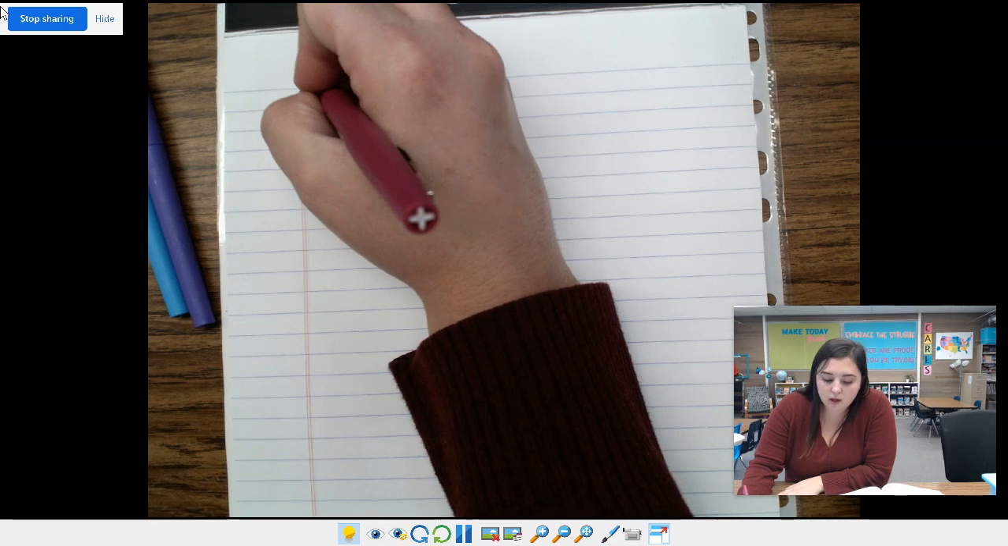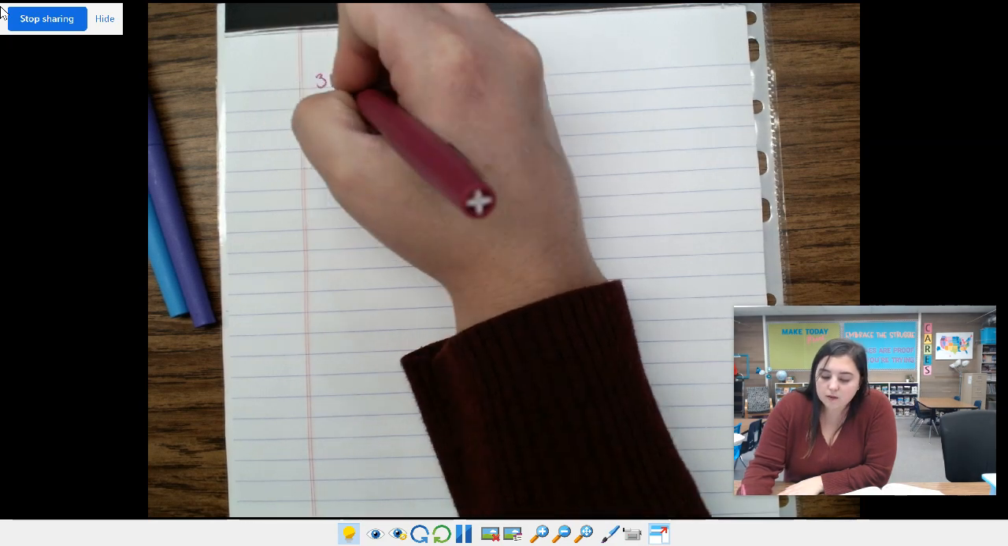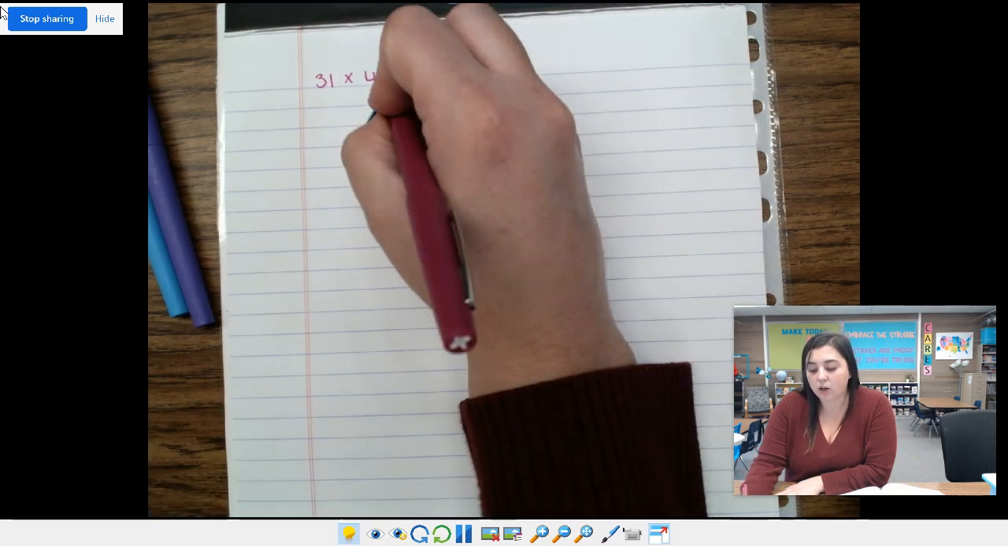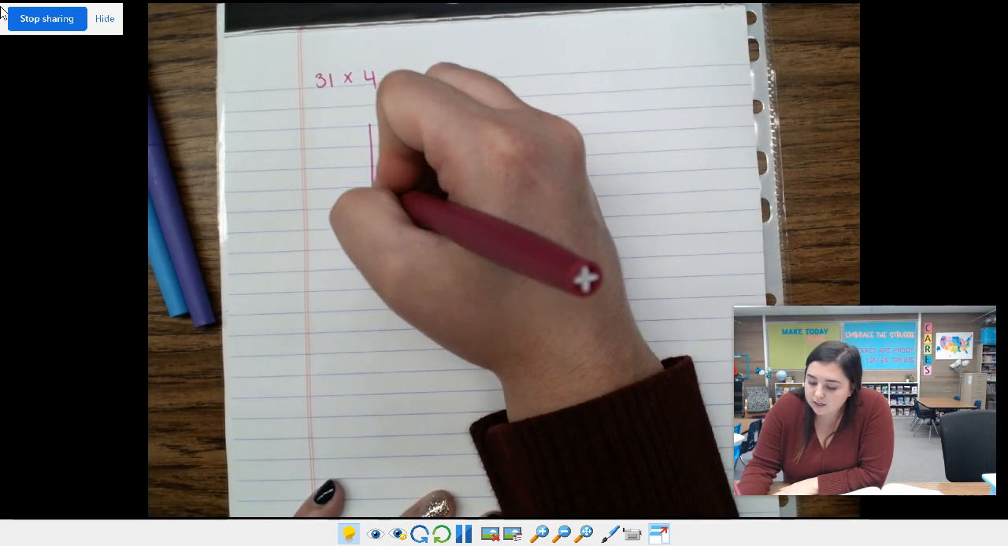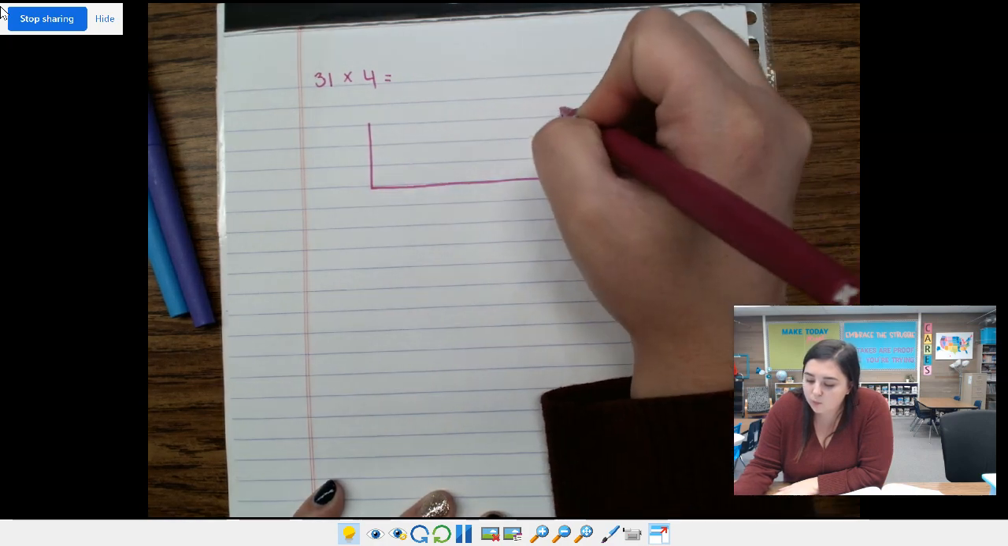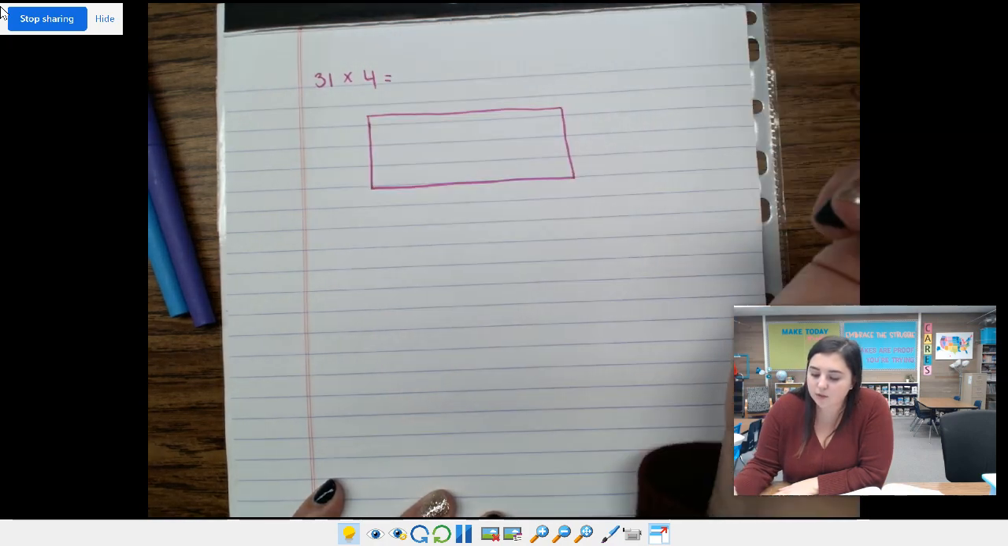So I'm going to start with 31 times 4. And I want us to solve with the area model to begin with. So I'm going to draw my rectangle. Remember, we want a nice large rectangle.